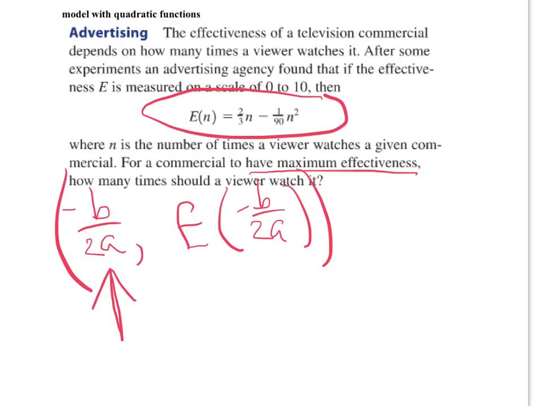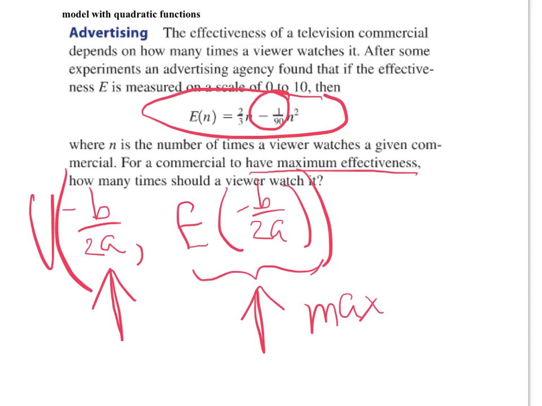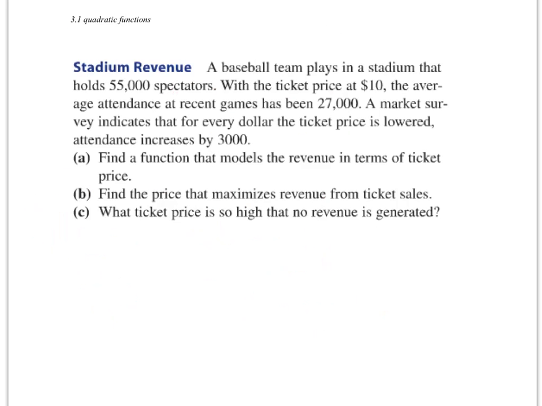So that's going to be the vertex. I'll put a v in the front. There's the x-coordinate, and there's the y-coordinate, and that's going to be your what? Well, a is negative, so that means the parabola opens down, so that's going to be your max. So you can work that one out. We did that extensively.